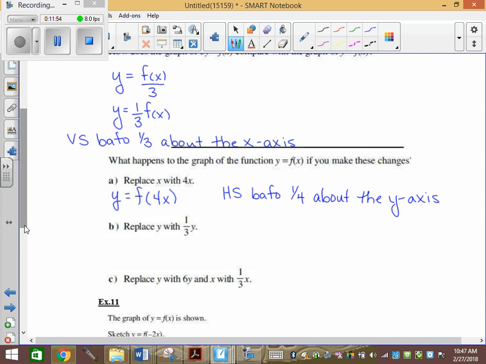Now we're replacing the y, so we're taking this y here, we're ripping it off our paper, we're throwing it behind our head, and we're replacing it with a third y. So we get 1/3 y equals f of x. So we're going to get y equals 3 f of x. What kind of stretch? Vertical, by a factor of 3 about the x-axis. He says with so much emotion.